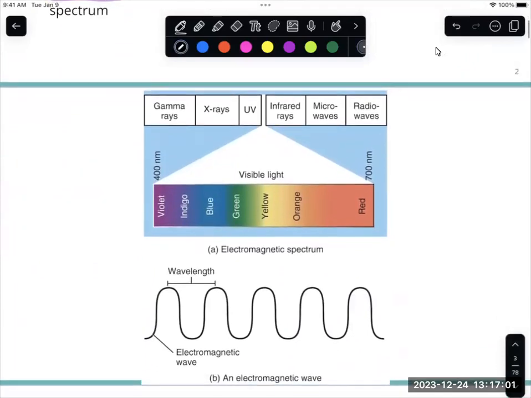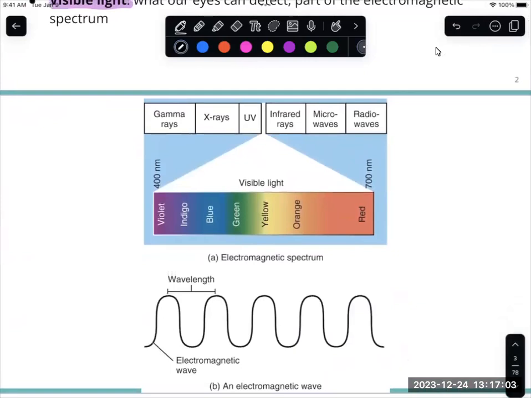Here's all of these different rays. We see from this 400 nanometer wavelength to 700 nanometer wavelengths. And the size of that wavelength determines what color our eyes can see or interpret.